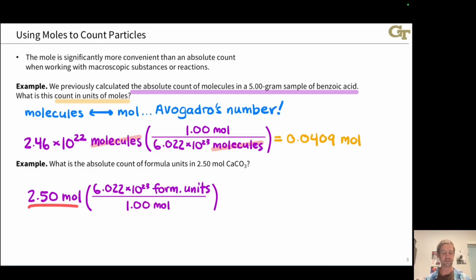So in 2.5 moles of the substance, I've got 2.5 times 6.022 times 10 to the 23rd divided by 1 mole. Moles divide out, and I'm left with 1.51 times 10 to the 24th formula units.